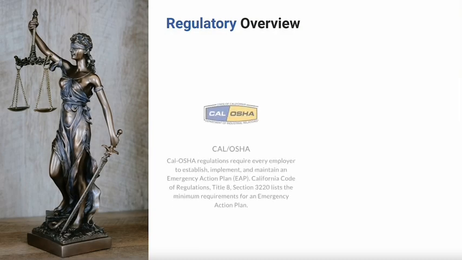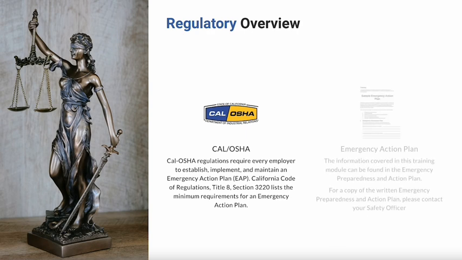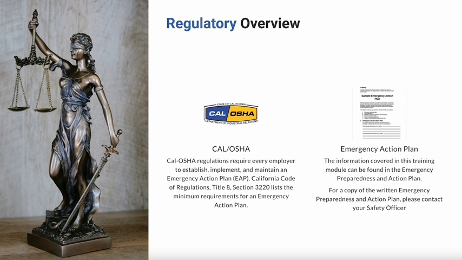Cal OSHA regulations require every employer to have an emergency action plan in place. The California Code of Regulations, Title 8, Section 3220 outlines the minimum requirements for an emergency action plan. This training module will cover the information found in the Emergency Preparedness and Action Plan. It is important for employers to comply with these regulations to ensure the safety of employees and the community. If you need a copy of the written Emergency Preparedness and Action Plan, please contact your safety officer.